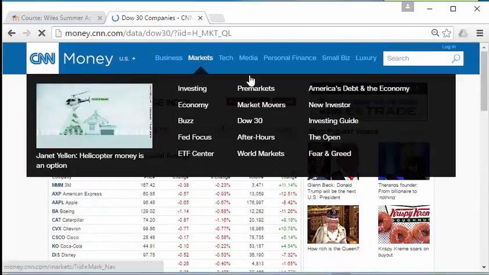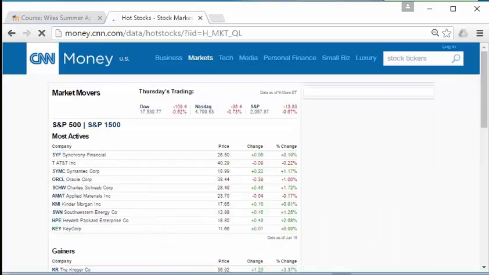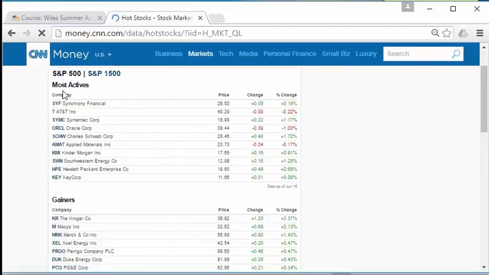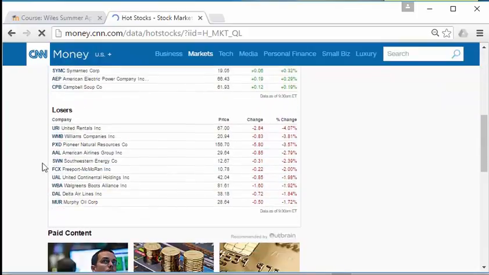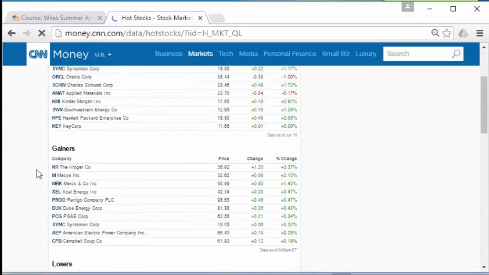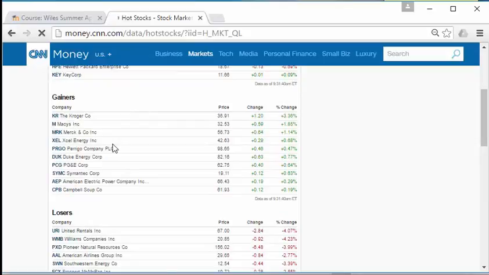If you want to live on the edge, market movers will show you a bunch of companies that have gained a lot or lost a lot or have been selling a lot recently. Here we go. So here's the most active today and the biggest gainers today, the biggest losers today. So you could look at this a couple different ways. You could look at the gainers and say, oh, these guys are on their way up. I'm going to invest in these.